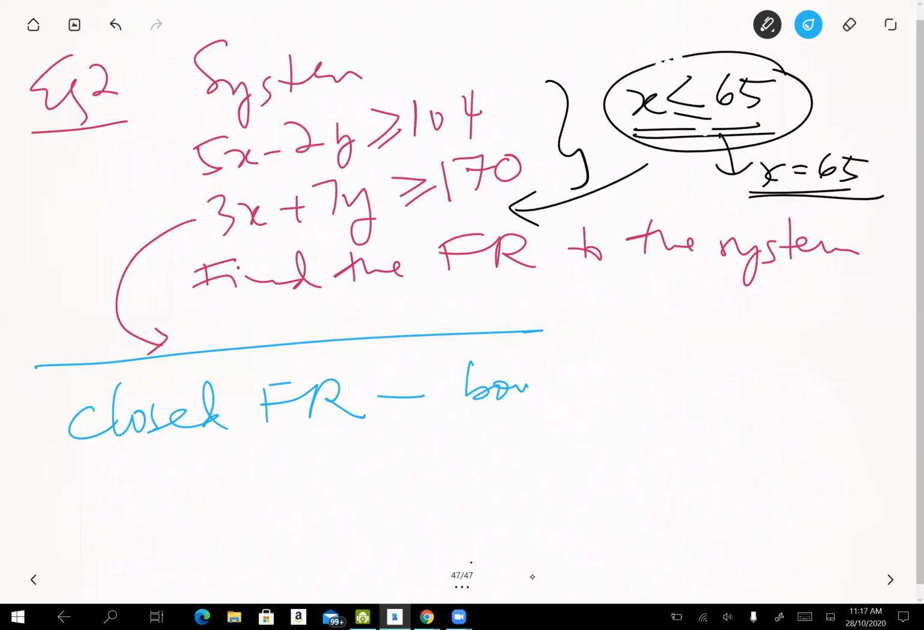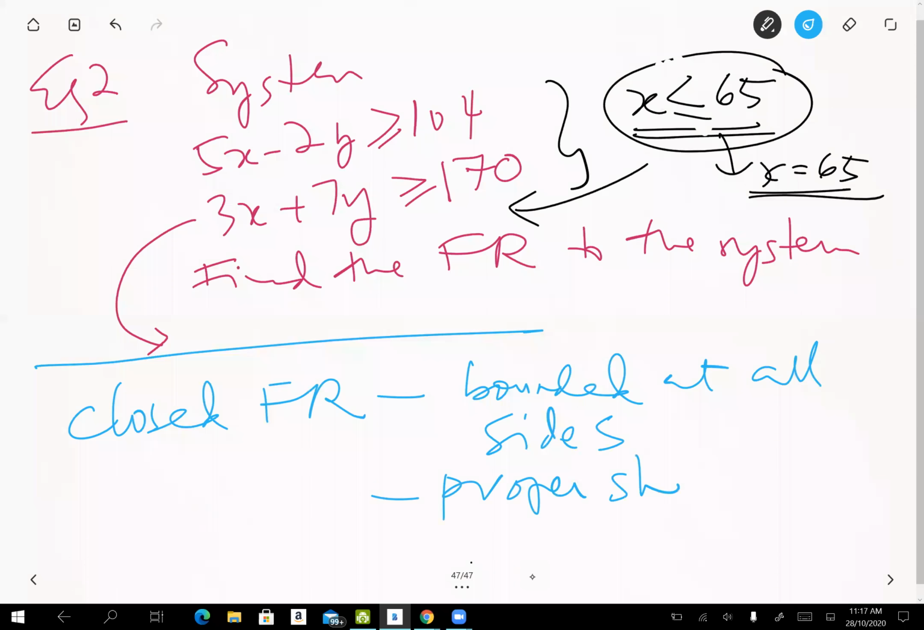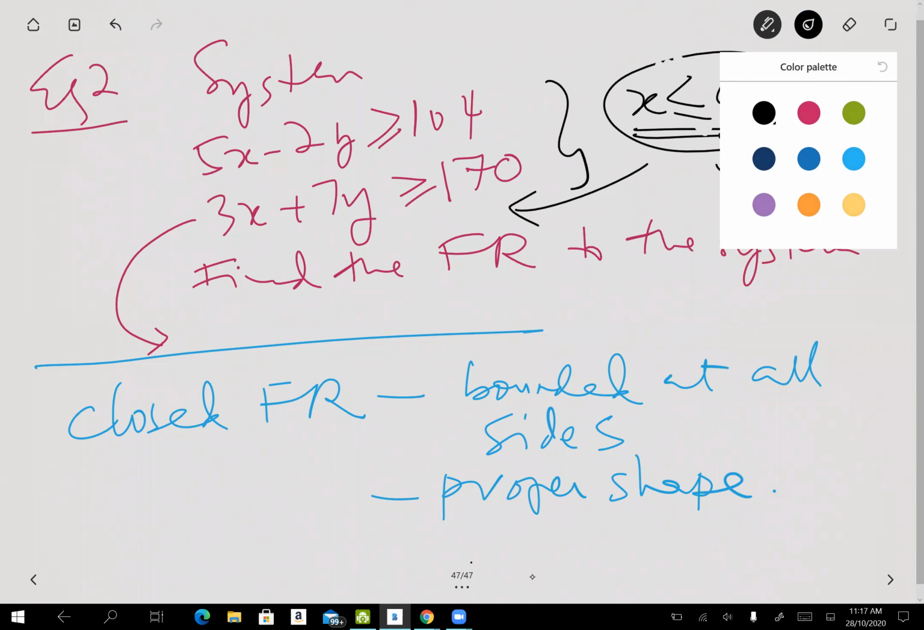It is bounded at all sides. So you have a proper shape. In this case here, it's like a triangle. So there are two types of area. One is the closed, the other is open. So that is about a system of inequalities. Any question, anything? Good, all right.